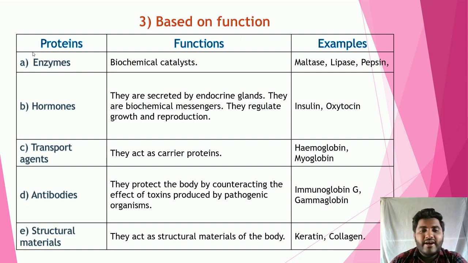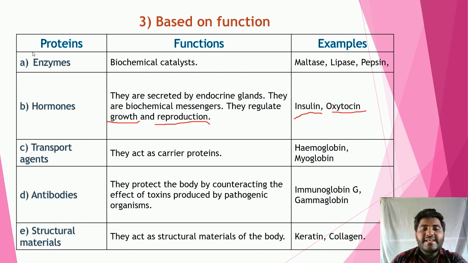Hormones are secreted by our endocrine glands. They are biochemical messengers. They regulate growth and reproduction. So the helpful materials for growth and reproduction are called hormones. I hope you understood. Hormones are secreted by endocrine glands, they are biochemical messengers and they regulate growth and reproduction. Examples for hormones are insulin and oxytocin.